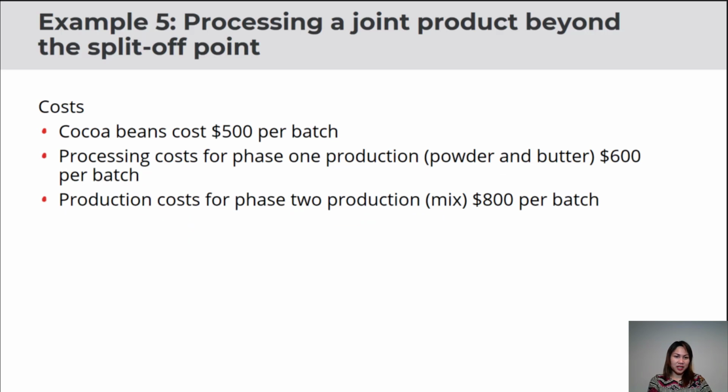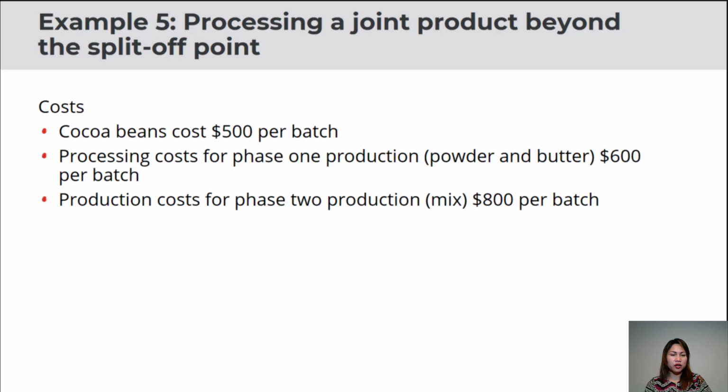Further information: costs. Cocoa beans cost $500 per batch. Processing cost for phase 1 production that will result in powder and butter is $600 per batch. Production cost for phase 2 production, that is instant mix, is $800 per batch. So let's stop for a little while here. Where is the split-off point? That's the first thing that you need to consider.